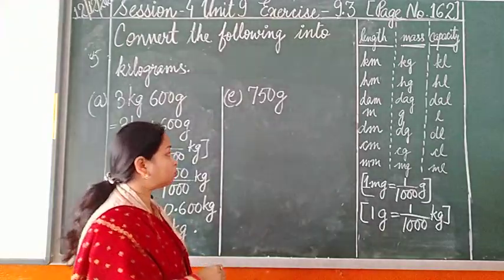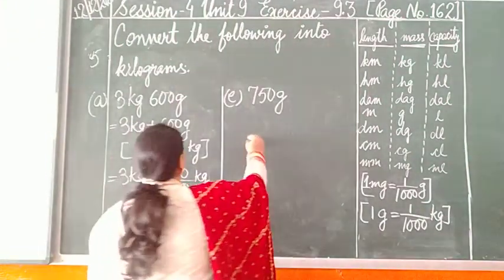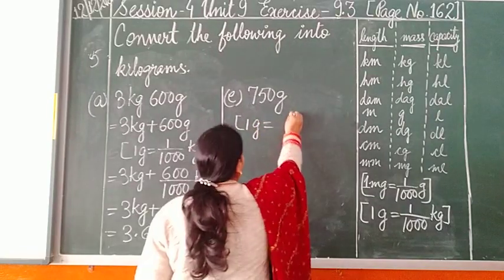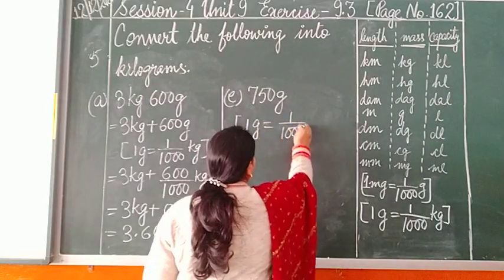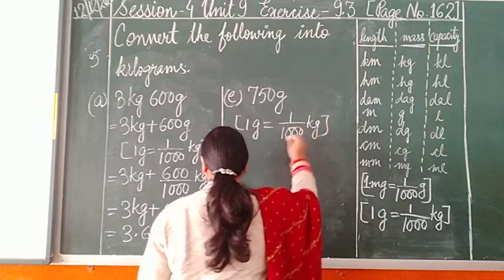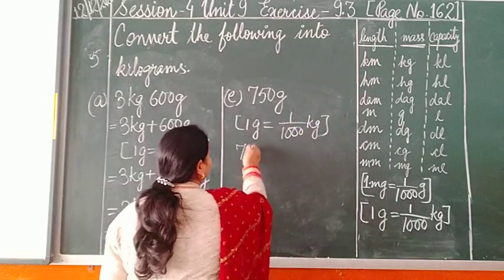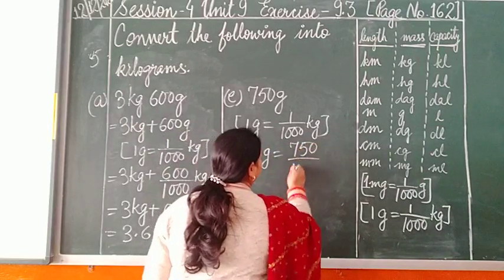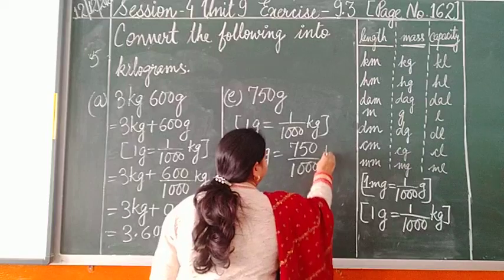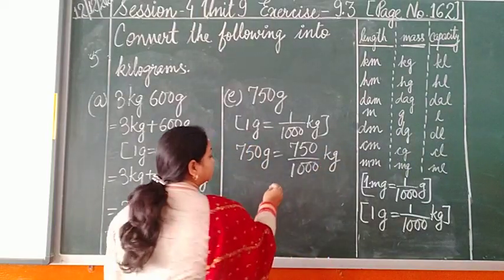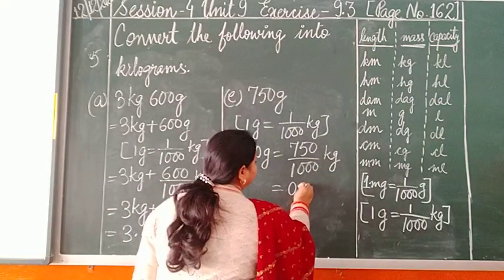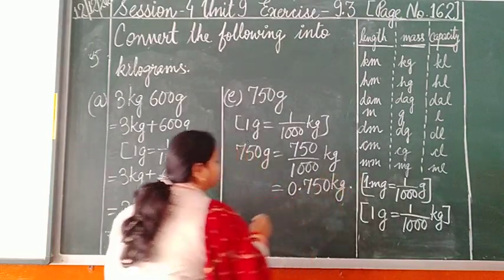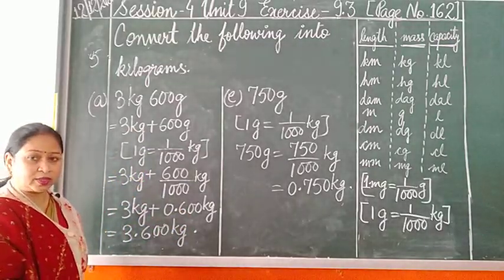Question number E, I have chosen 750 gram. The conversion, once again write down, 1 gram equal to 1 upon 1000 kg. Okay. So, 750 gram will be written as 750 upon 1000 kg, which is written as 0.750 kg. Clear? Once again you want?